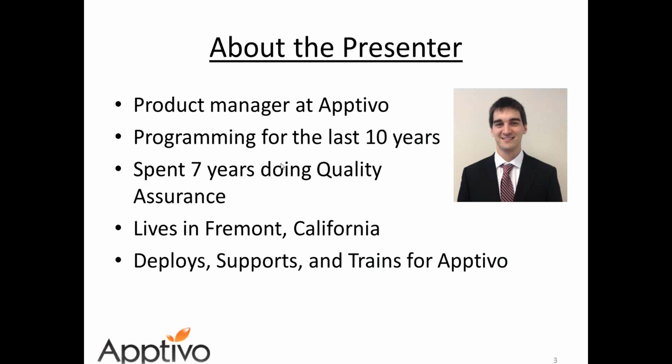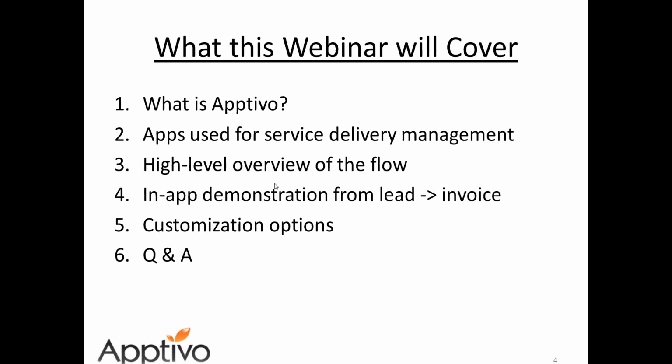A little bit about me, real quick: I'm a product manager here at Apptivo. I've got a technical background. I got started in software testing, making sure that everything works right. I'm currently located at the headquarters of Apptivo in Fremont, California, and I specialize in working with customers to help them set up Apptivo, support them, run webinars like this, basically doing everything to help the customer be successful with Apptivo.